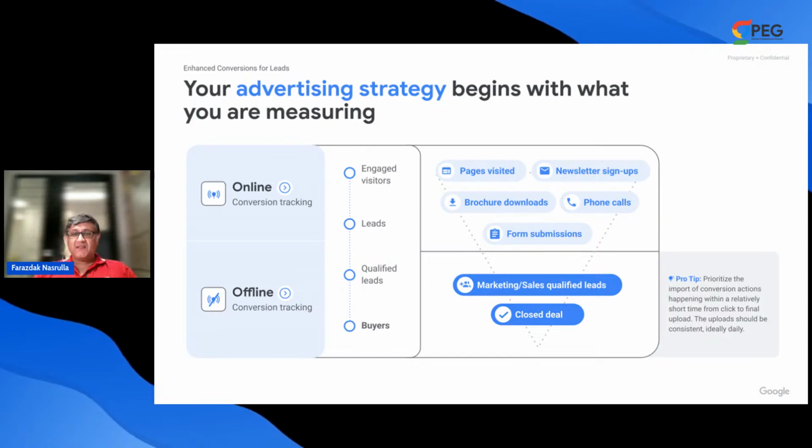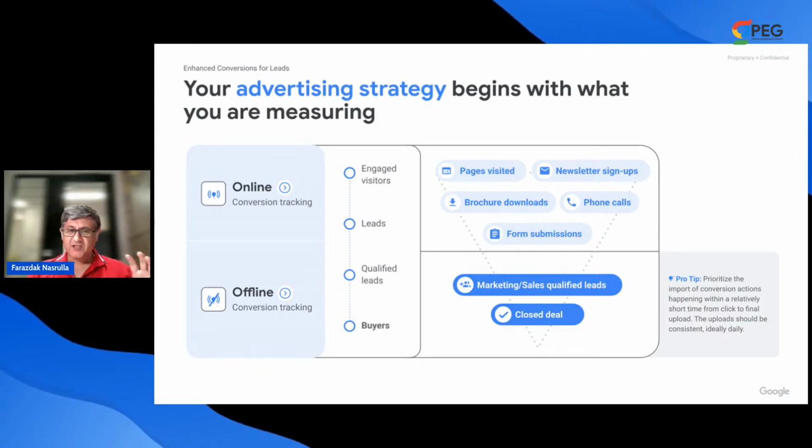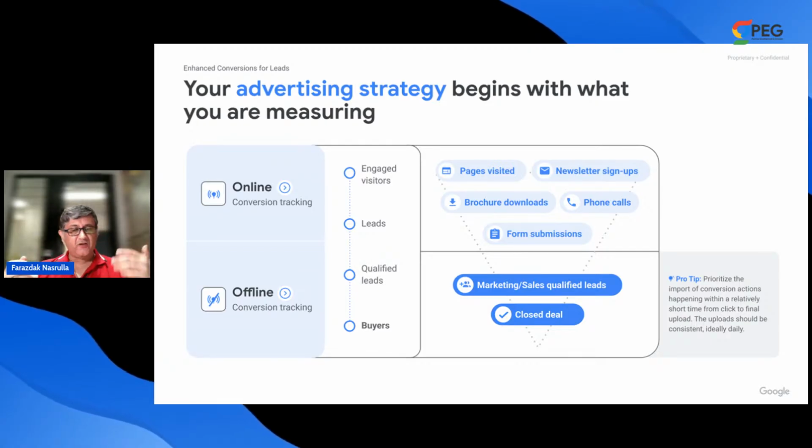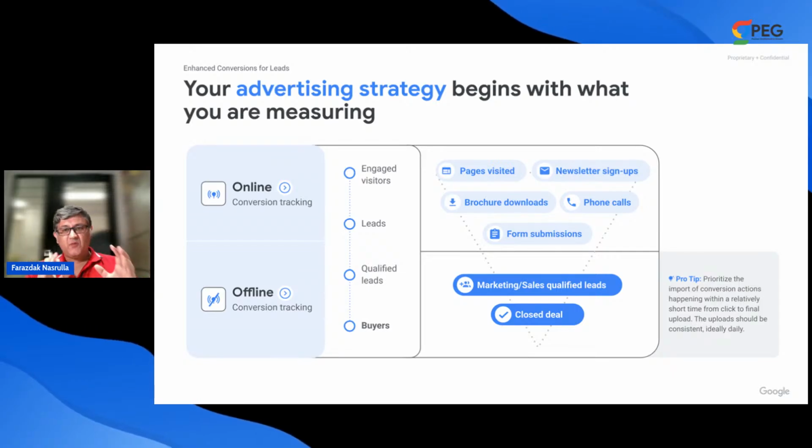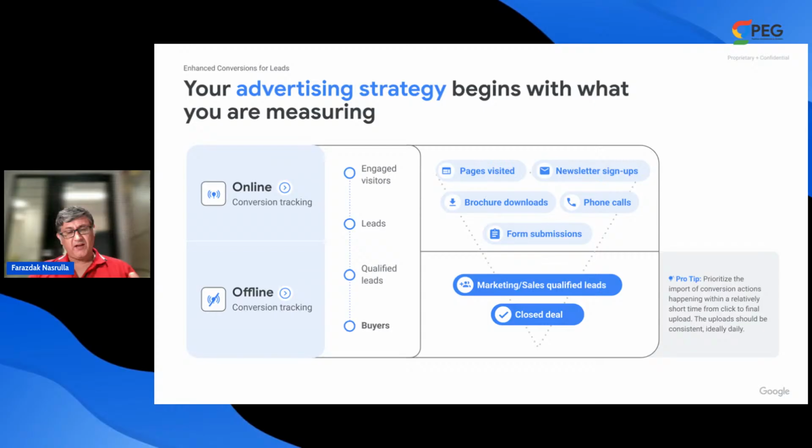Now, your advertising strategy begins with what are you trying to measure? If you're trying to measure online conversion tracking, then you would be looking at something like engaged visitors, or you're going to be looking at leads. When you're looking at engaged visitors, you're going to look at pages visited, newsletter signers, brochure downloads, phone calls. When you're looking at leads, you're looking at form submissions.